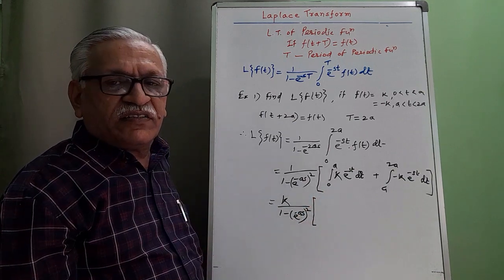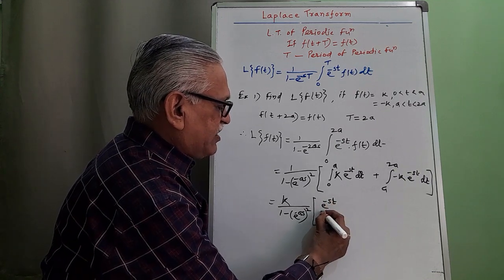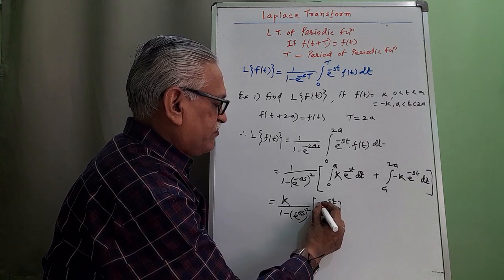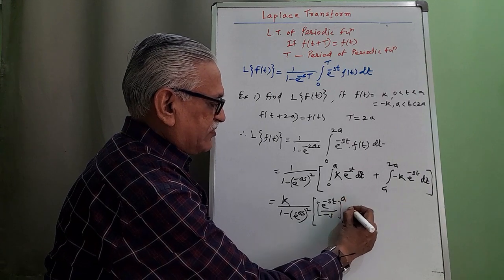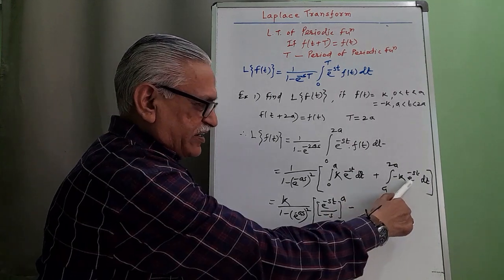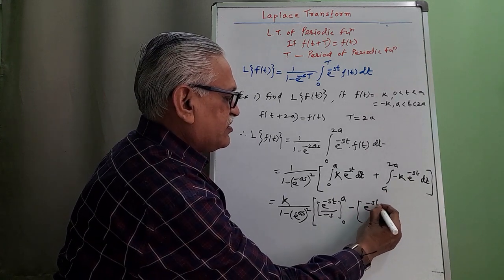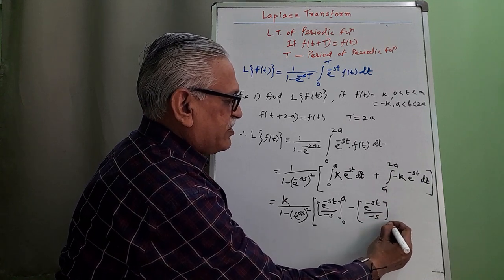Integrating this e raised to minus st with respect to t, we get the integration as e raised to minus st by minus s, limit from 0 to a, then minus sign. Again, the integration of e raised to minus st is e raised to minus st divided by minus s, and limit from a to 2a.